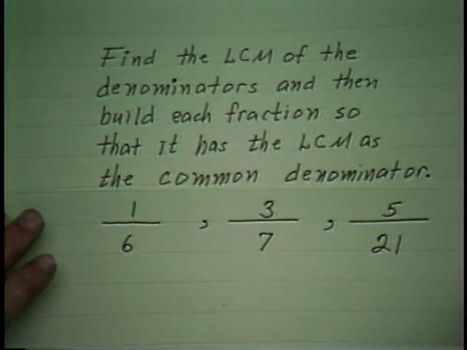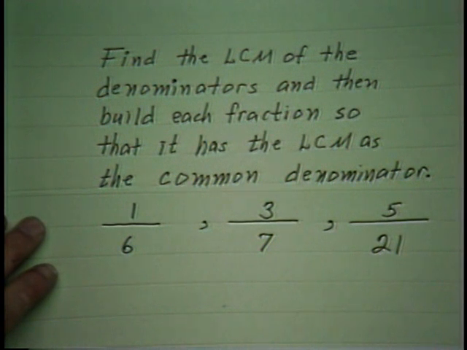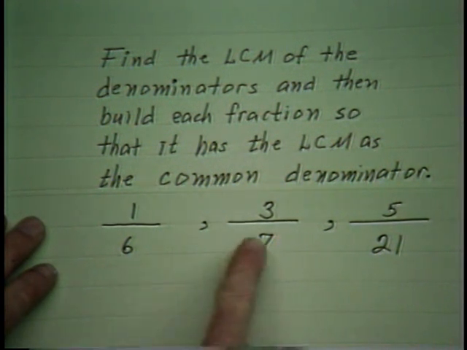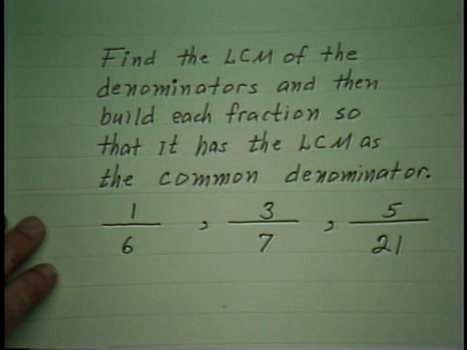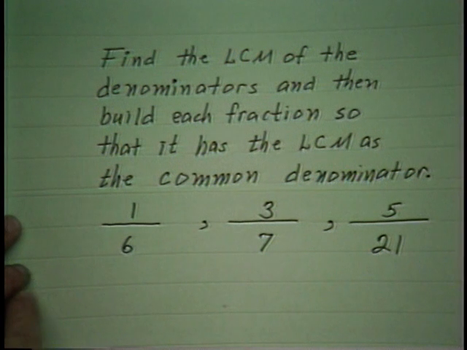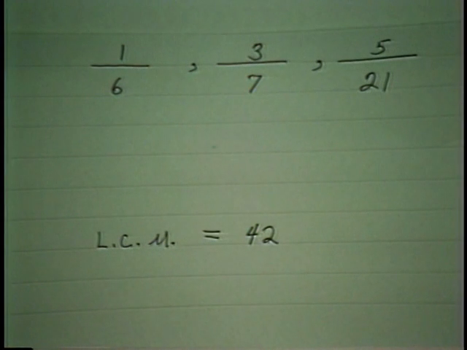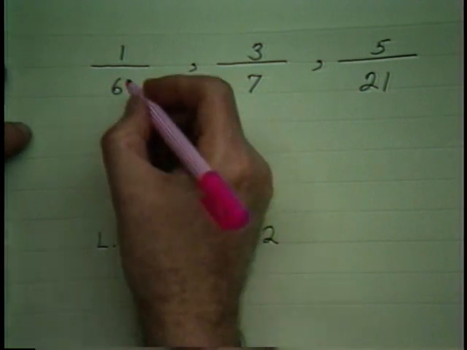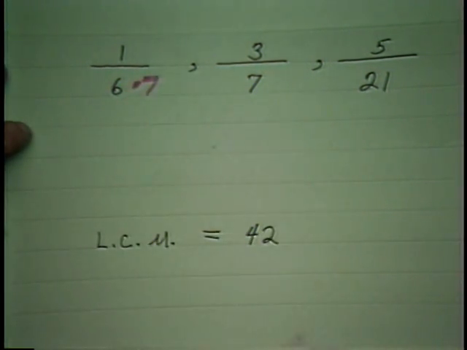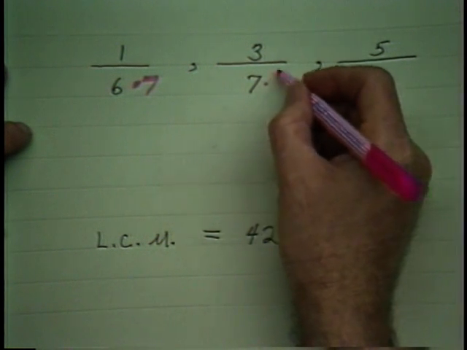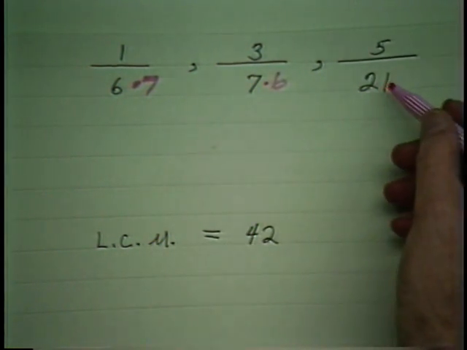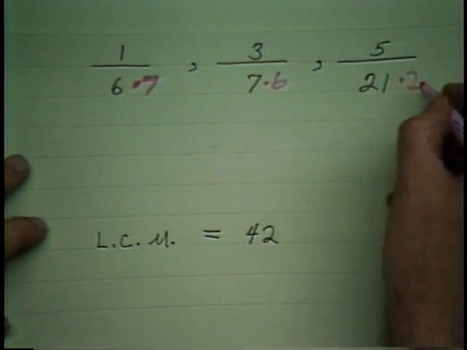Let's do one more problem focusing on that terminology. Find the lowest common multiple of these denominators, and then build each fraction so that it has the lowest common multiple as the common denominator. So our first question is, what's the least common multiple of those 3 numbers? And it turns out to be 42. 6 goes into 42 7 times. 7 goes into 42 6 times. And 21 goes into 42 twice.